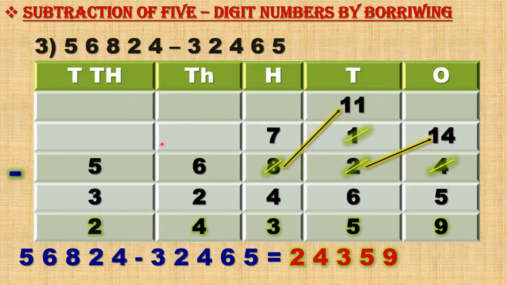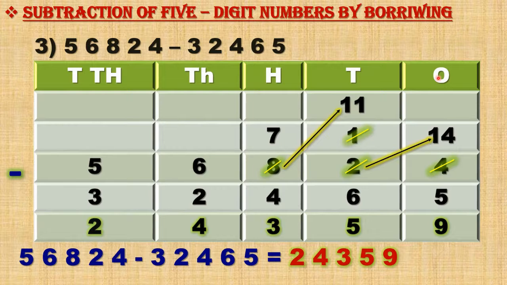Students, subtraction of 5-digit numbers by borrowing. See the third example. 56,824 minus 32,465. Place them in place value table. First let us write each digit in their places. So we have ones, tens, hundreds, thousands and 10,000s place. First we will start from ones place.